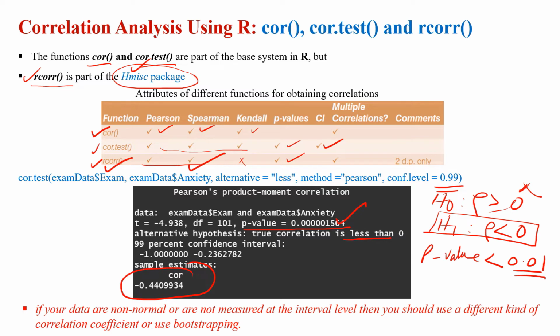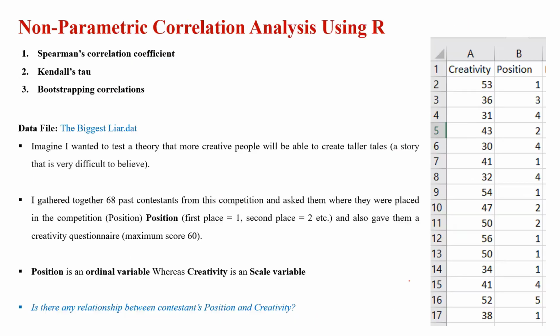Okay, now as we have discussed earlier, if the data do not follow the normal distribution, or we haven't measured it in an interval scale, sorry, we have measured it in an ordinal scale, then we have to apply the non-parametric correlation. For that, we can apply either Spearman's correlation coefficient, Kendall's, or bootstrapping.